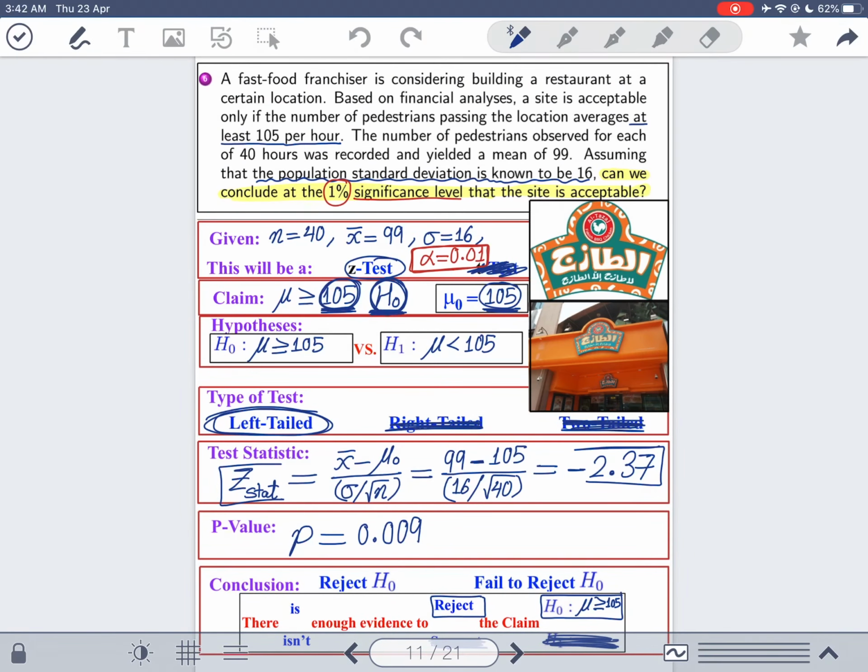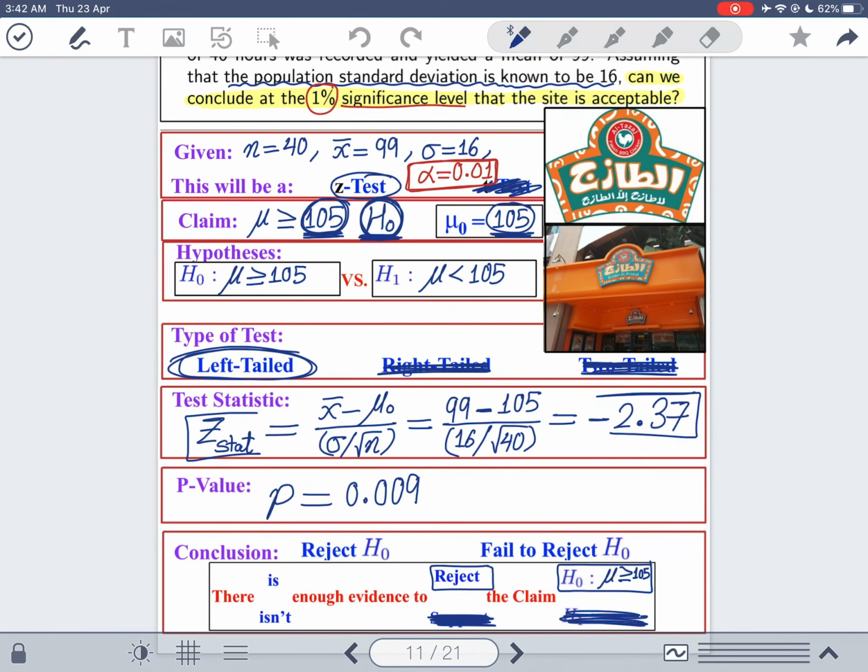And now we're done with the online calculator. That's all what it's used for. And now alpha is 1%, and p is actually, if you have it as a percentage, 0.9%. So it's less than 1%, less than 0.01, which is alpha. And so if the p-value is low, meaning lower than alpha, then H0 must go. So reject H0. And so there is enough evidence to reject the claim.